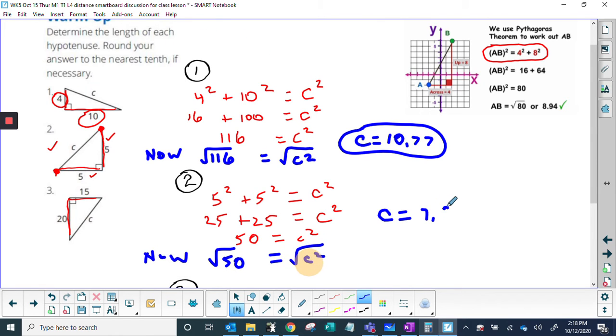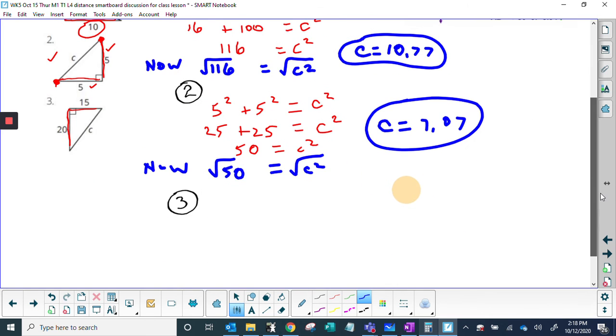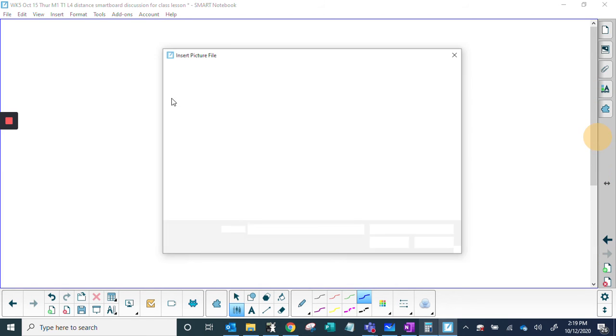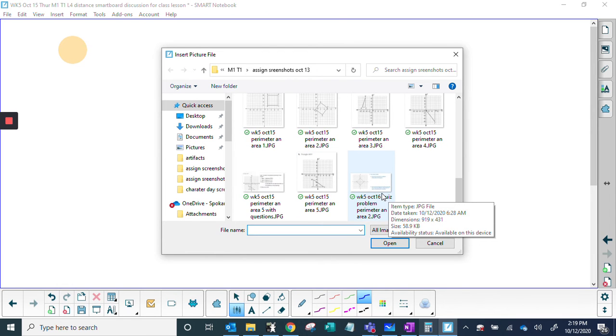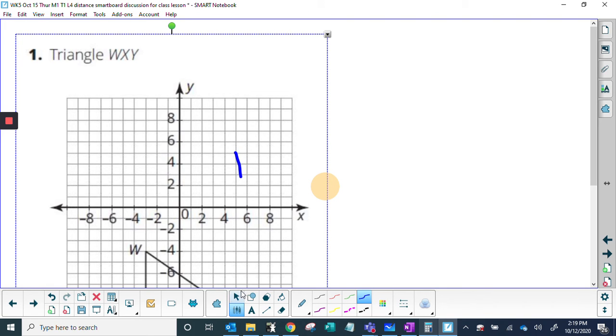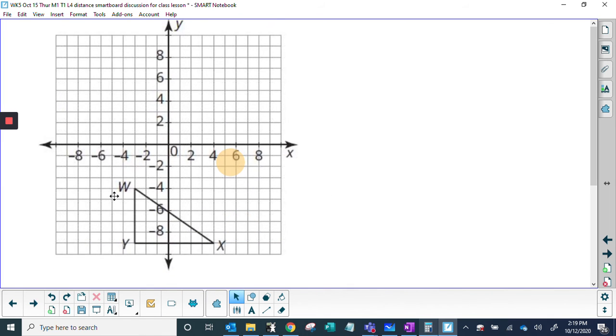All right, so hopefully that was helpful. There's one more for you to try, and we have a little bit of a challenge problem here, right? Oh, where'd it go? Challenge problem's gone. Okay, so now our challenge problem for the day, outside of class, is to find the perimeter.